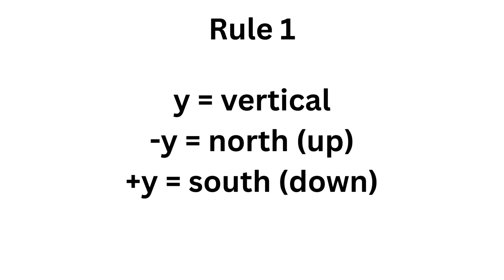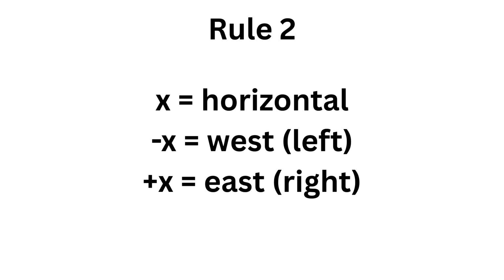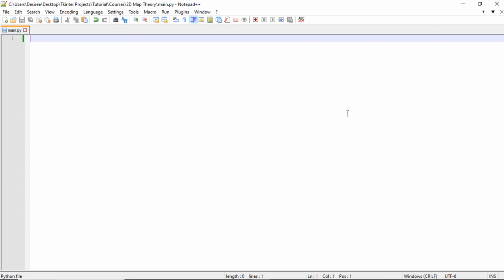Rule 1, the Y coordinate controls vertical movement. Decreasing Y moves the player north or up, and increasing Y moves the player south or down. Rule 2, the X coordinate controls horizontal movement. Decreasing X moves the player west or left, increasing X moves the player east or right. Now that you understand how 2D maps work, let's create one and allow the player to move throughout.